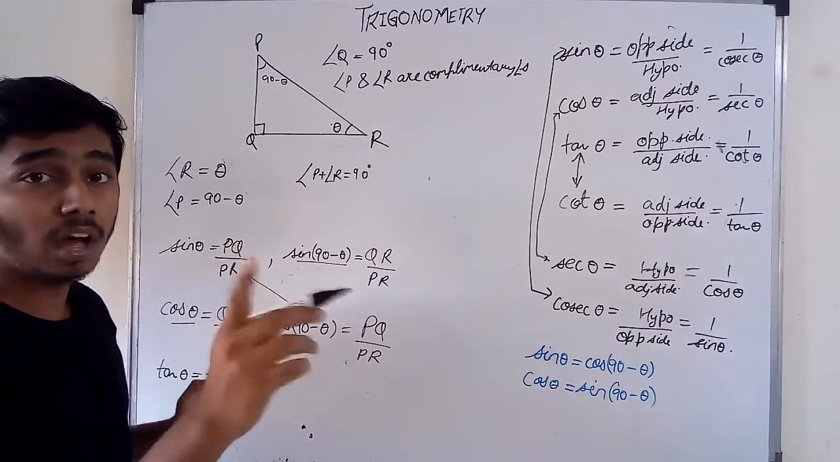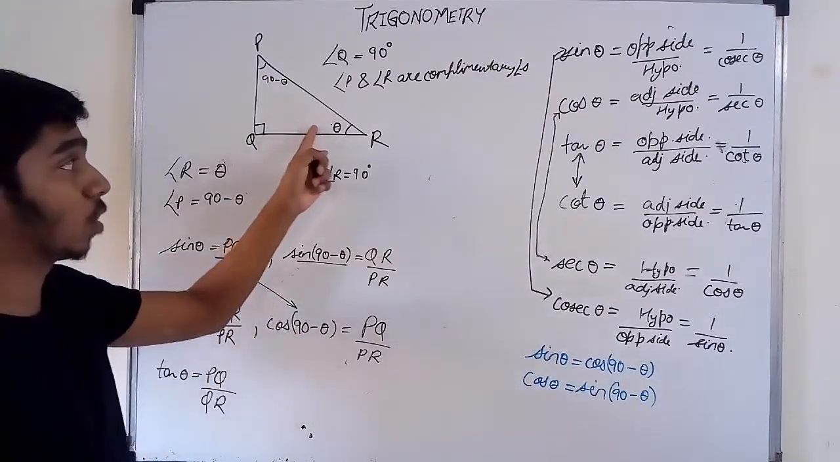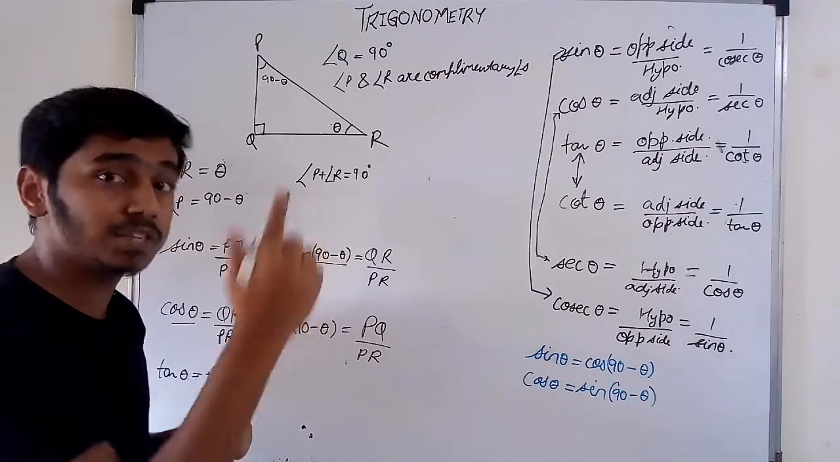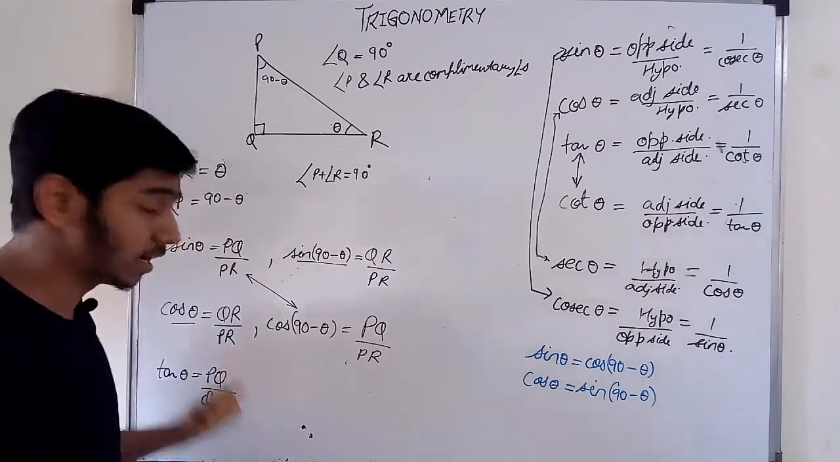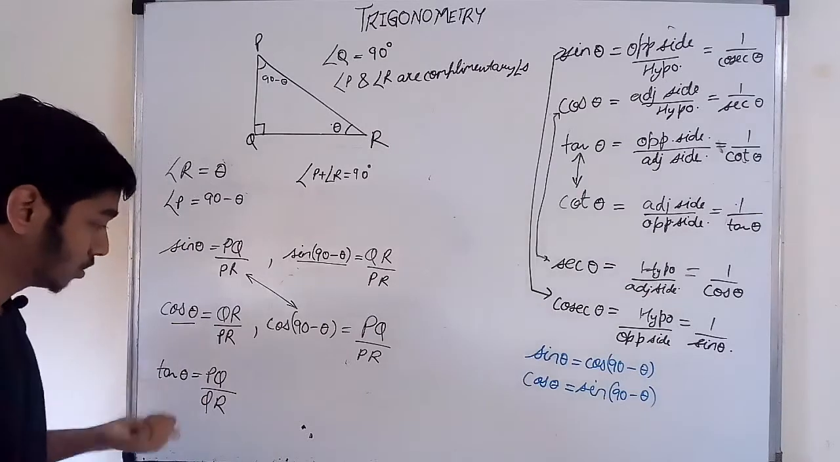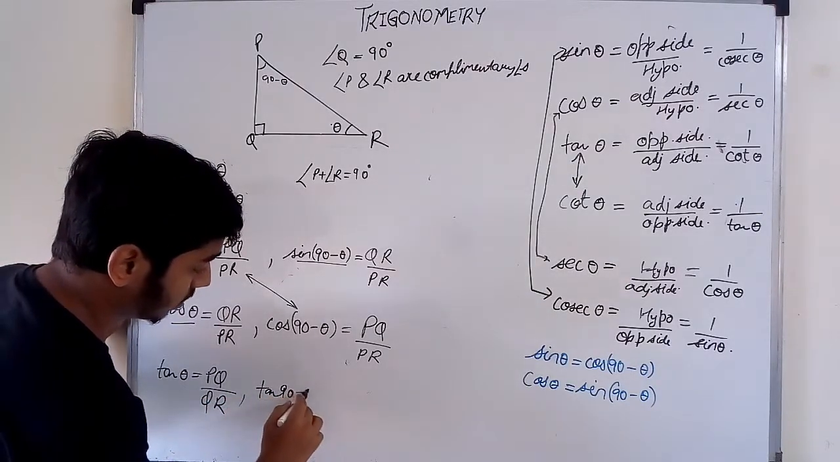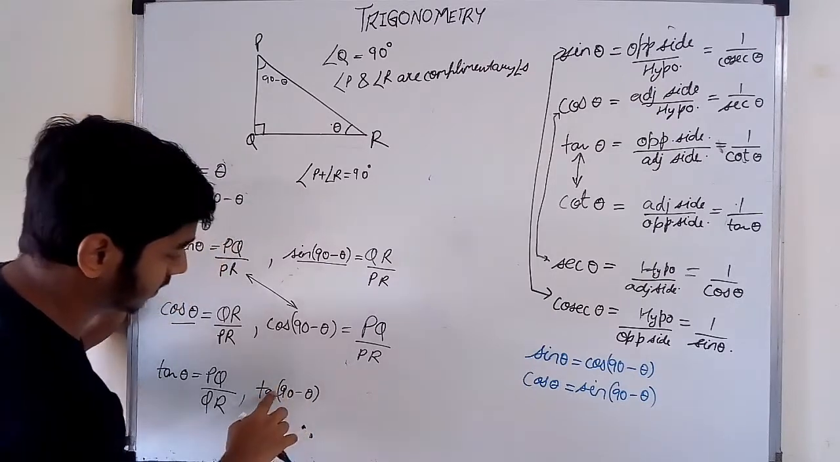Okay, so I hope you have understood what the opposite side and adjacent side are. If you're getting confused, it's better if you check the previous video and then continue again. So let's see this, tan 90 minus theta.